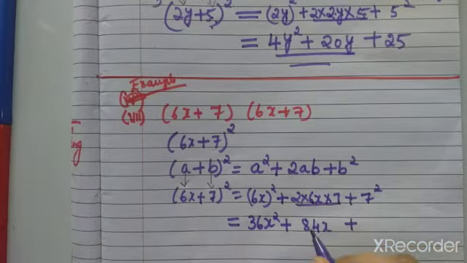7 square. 7 square means what? 7 into 7, multiplying 7 two times. 7 7s are 49. This is the answer, and this is the identity we used.